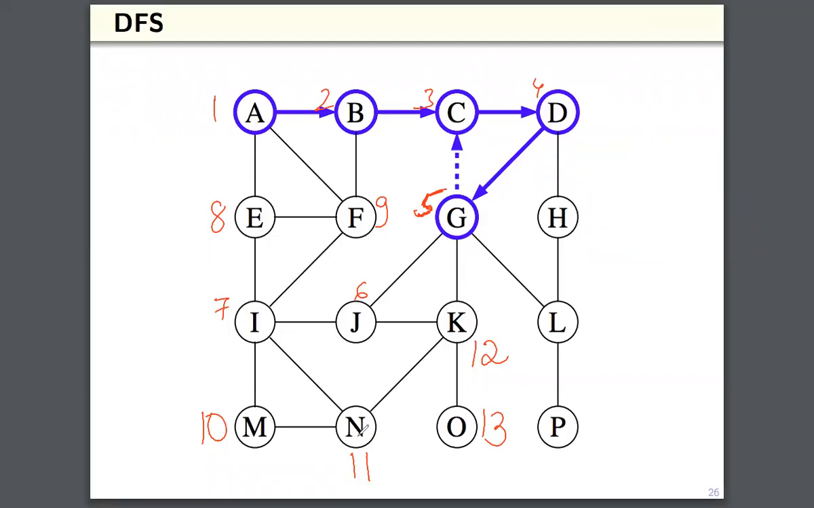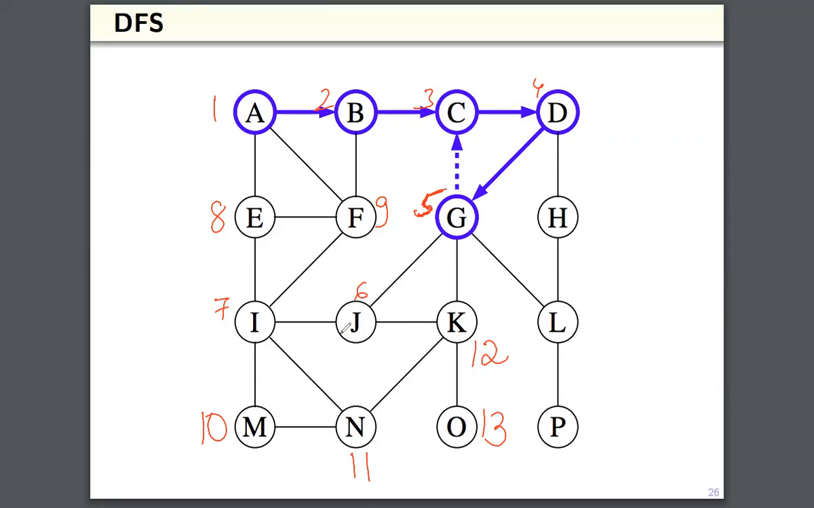Okay, from N you go back to M, yeah, back to M, and then back to I. Then you go back to J, then G. From J you go to G. Then you go to L. Yeah.